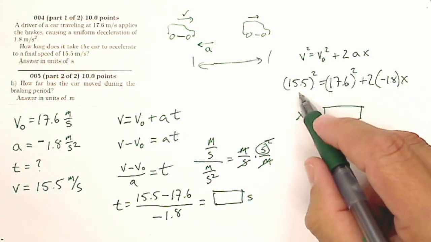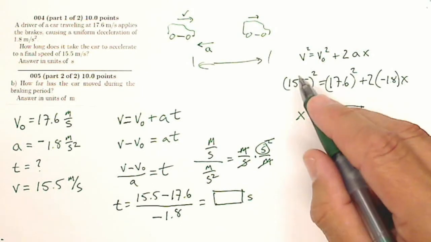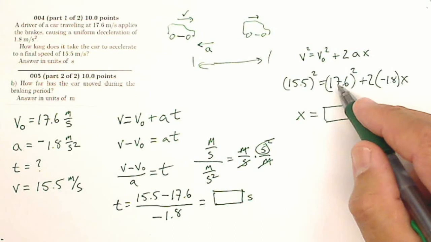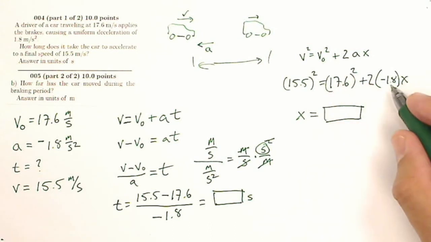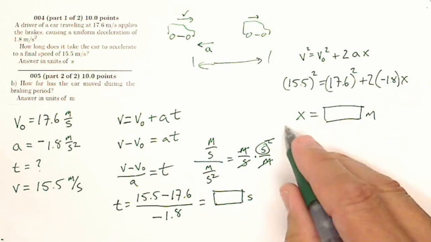My units, this is meters per second, and when I square it, it's going to be meters squared per second squared. This is also meters squared per second squared, but when I divide by meters per second squared, I should be left with only meters. So this is going to be in meters, as my displacement always is.